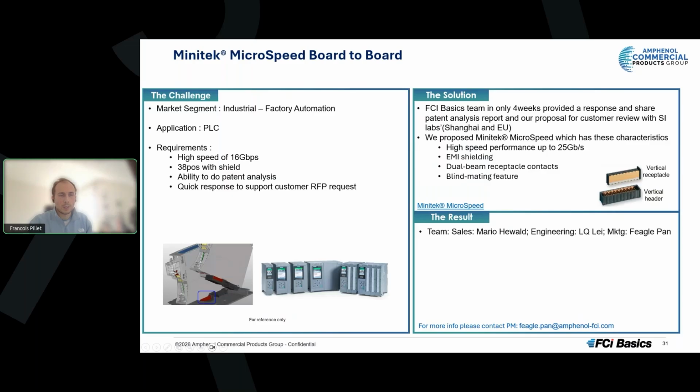The last case highlights the engineering support that we can deliver to support our customers. In this case, Amphenol FCI Basics had to carry out and share patent analysis within 4 weeks to meet customers' deadline. Thanks to our strong collaboration and partnership with the Signal Integrity Lab, our engineering team was able to prove that our concept could meet the higher high-speed requirements from the customer, up to 16 gigabytes per second. And to achieve this, a new shield design was released and tuned.